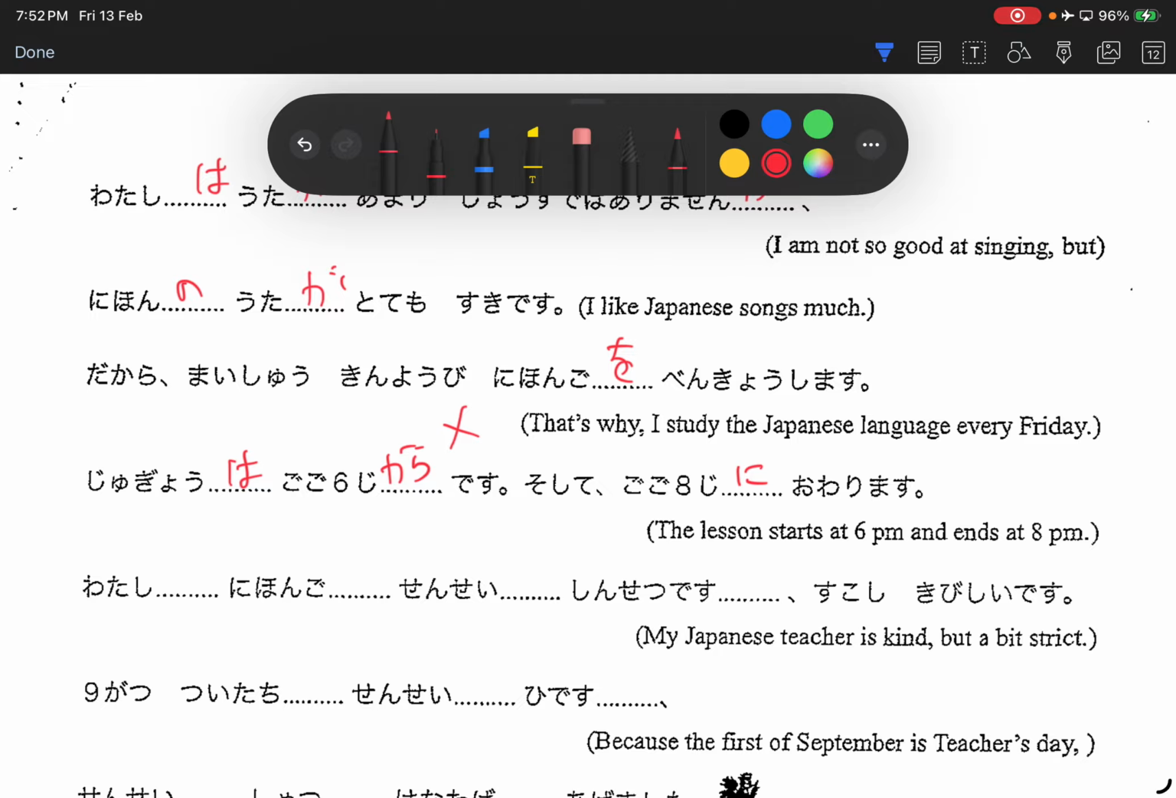Owarimasu is the end, right? Yes. But start doesn't have another word by itself. 始まります, but we haven't learned it yet. Okay, so I was saying why we cannot use まで here.